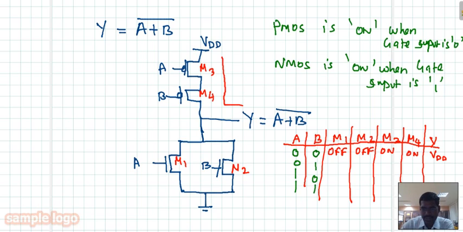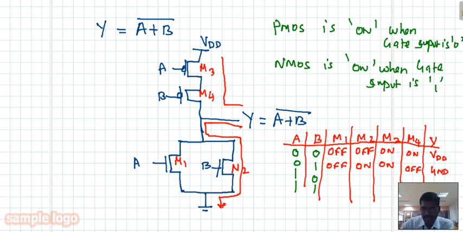Second case, A is 0, B is 1. A is 0 means M1 is off, M2 is on. So M3 is on, M4 is off. Now your output is connected to ground through M2, so now the output is ground.